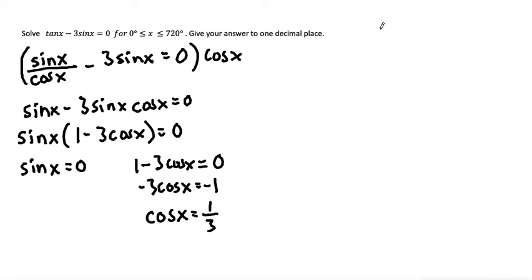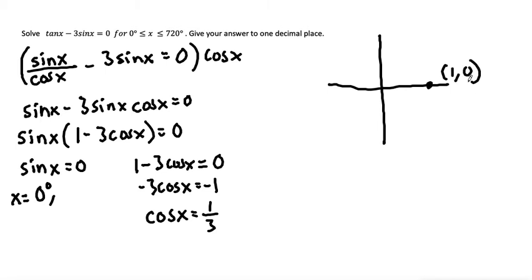From here, what I want to do at this point is to think about this on the unit circle. Where is sine x equal to 0? Sine is equal to 0 when we are at y is equal to 0. So that would happen at x is equal to 0 degrees, because this point is when x is 1 and y is 0. And since sine is the y coordinate, this would mean that sine of 0 would equal 0. And again, we want to find where else sine would be equal to 0.